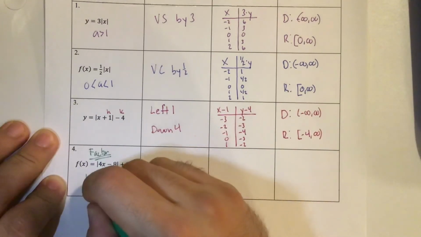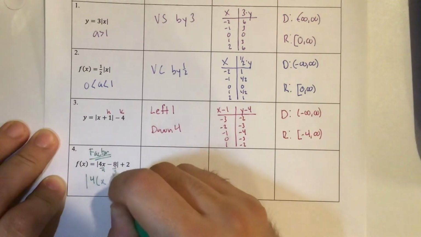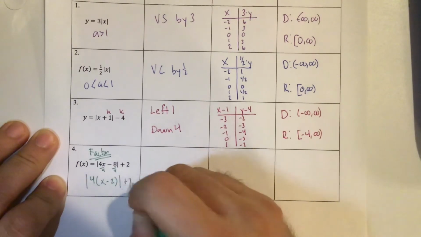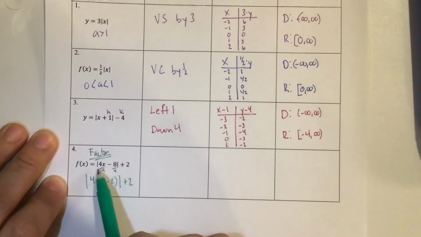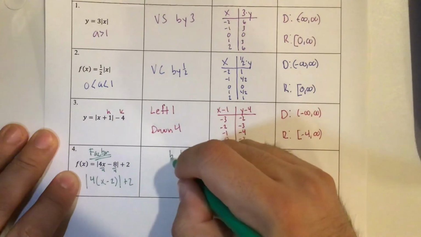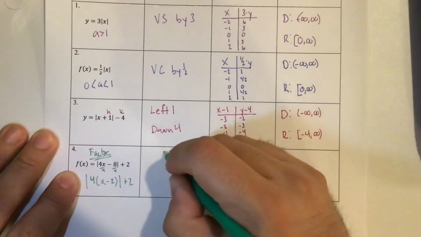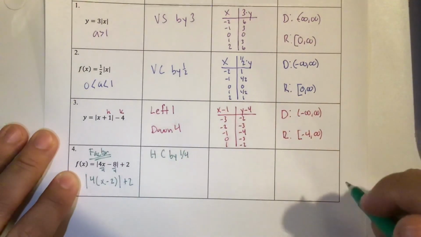So if I factor out a 4, divide this by 4, we get x. Divide this by 4, we get -2. Close that, plus 2. So now we actually have 3 transformations here. The first one, since there's a 4 in front of the x, we take the reciprocal when we get 1/4. And 1/4 is less than 1, so that's a compression. And since it's inside with x, that's a horizontal compression by 1/4.